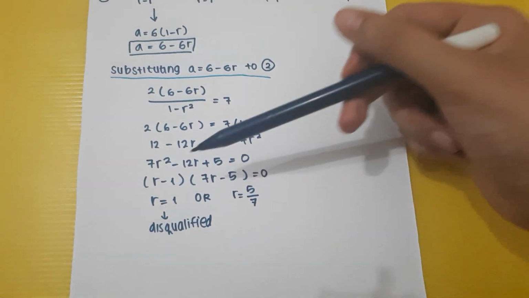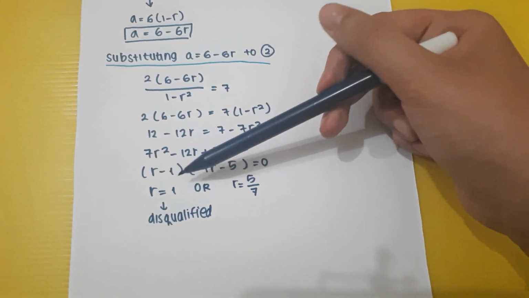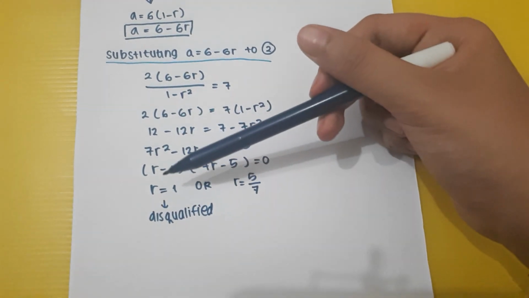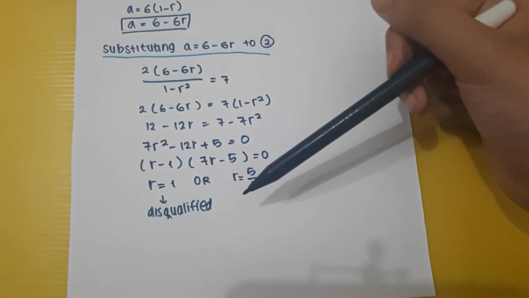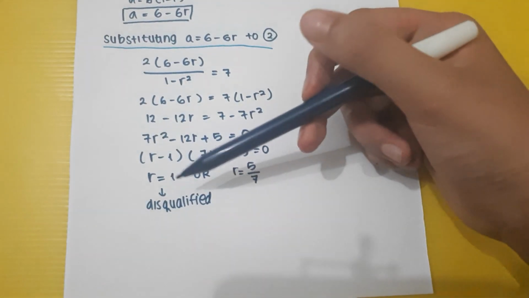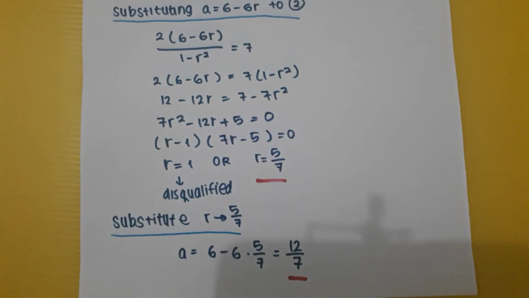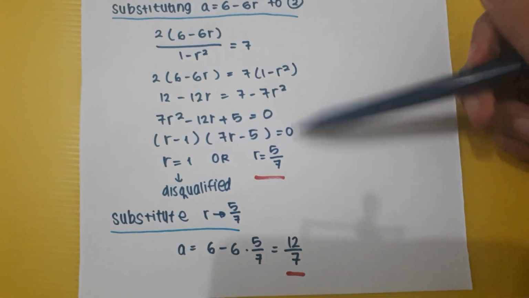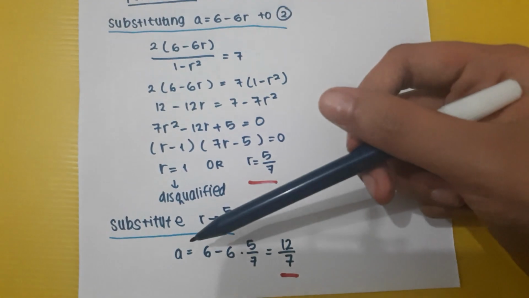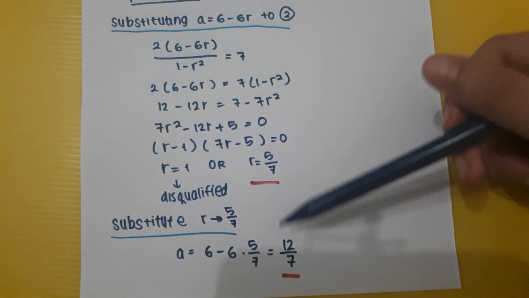So we will continue by factorizing this equation: r minus 1 times 7r minus 5 equals 0. So r can be solved, and r is equal to 1 or r equals 5 over 7. Since this is a geometric progression with sum to infinity, r equals 1 will be disqualified, so the common ratio is 5 over 7. Since we already have the common ratio, we can just substitute r into a. So a will be equal to 6 minus 6 times 5 over 7, and the first term is 12 over 7.